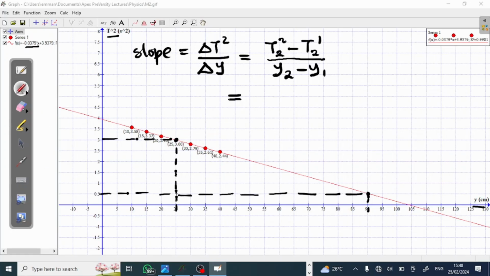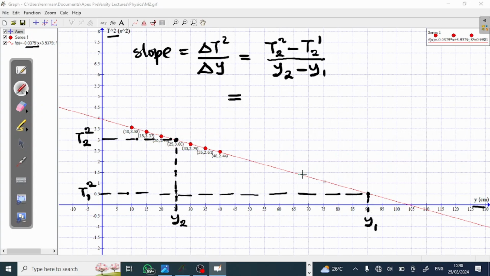All right. So trace this value. Here becomes the value of T2 squared. Here becomes the value of T1 squared. Here becomes the value of Y2, and here becomes the value of Y1. All right. So trace this now.